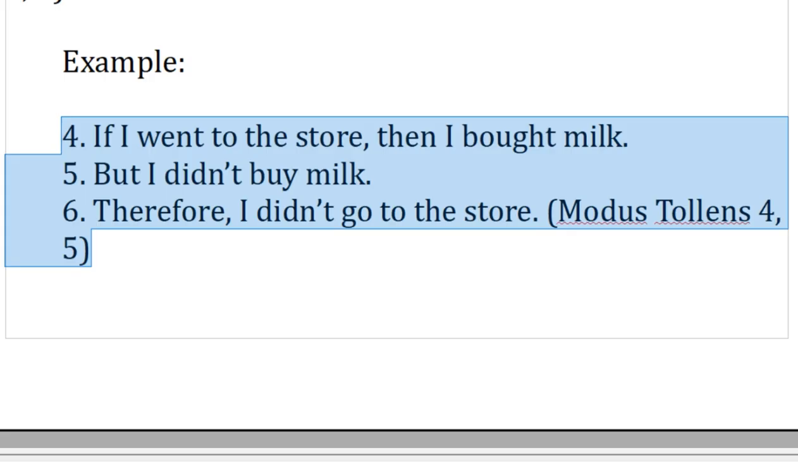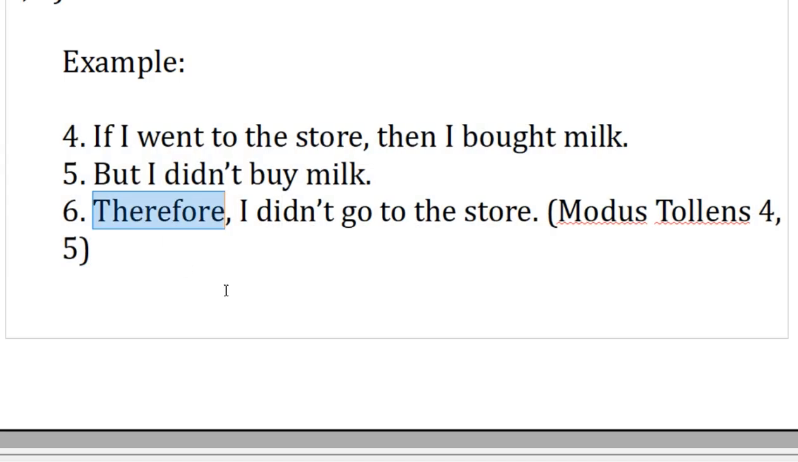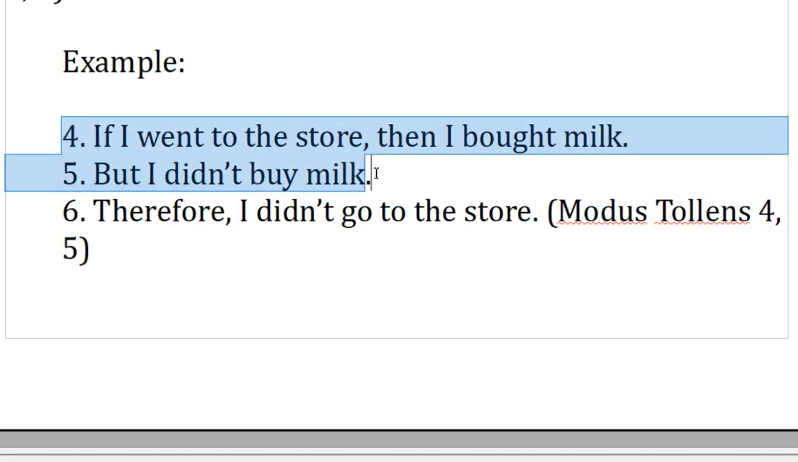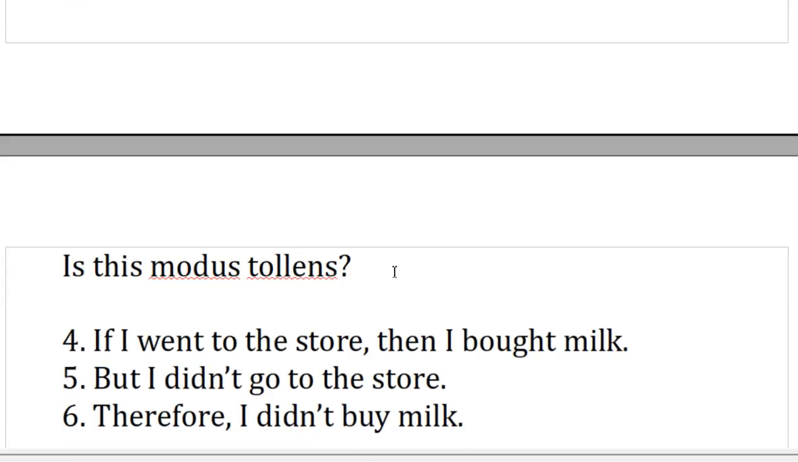Let's take a look at it in a normal English example. If I went to the store, then I bought milk. But I didn't buy milk. Notice how I'm negating that. I'm saying that's false, right? Therefore, I didn't go to the store. That's modus tollens. If you use modus tollens to get to a conclusion, you put the word therefore, you cite modus tollens, you cite the premises that you used. You used 4 and 5. 4 and 5 are up here. That's how you did modus tollens.